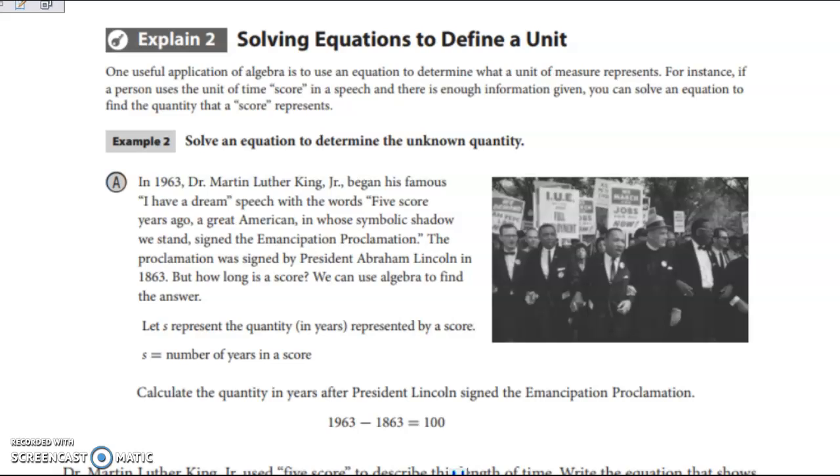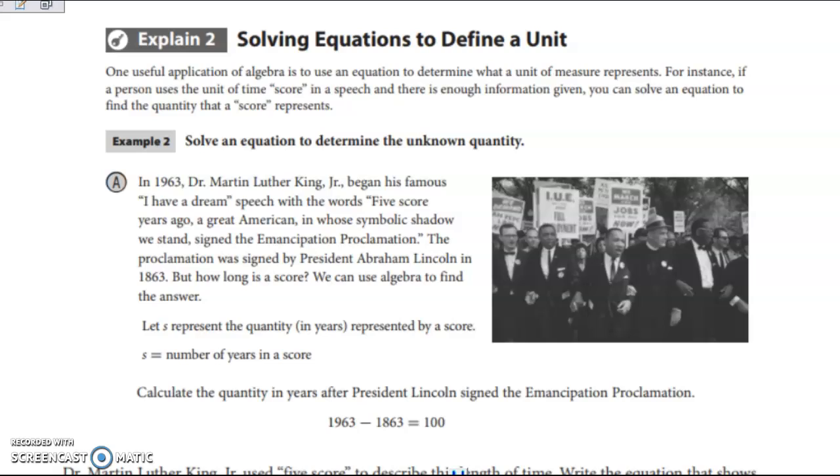Going to move on now to explaining number 2. This is when we're talking about defining a unit, and we can use equations and solve to define that unit. So one would be if a person uses the unit of time called score in a speech, and there is enough information given that you can actually solve an equation to find out the quantity that a score represents. And so that's what we're going to do here in example 2.